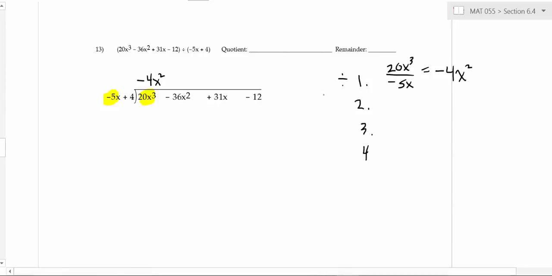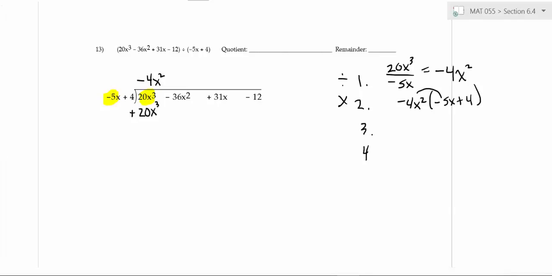Step 2 is to multiply. So we're going to do negative 4x to the second times negative 5x plus 4. Okay, and I'm going to do that in my head, and I'm just going to write the result. So this is going to be 20x to the third. Do you see how it matches? If it doesn't, you screwed up in the previous step. Okay, it's self-checking. Now you're going to do negative 4x squared times 4, which is negative 16x to the second. Okay, so that's done.